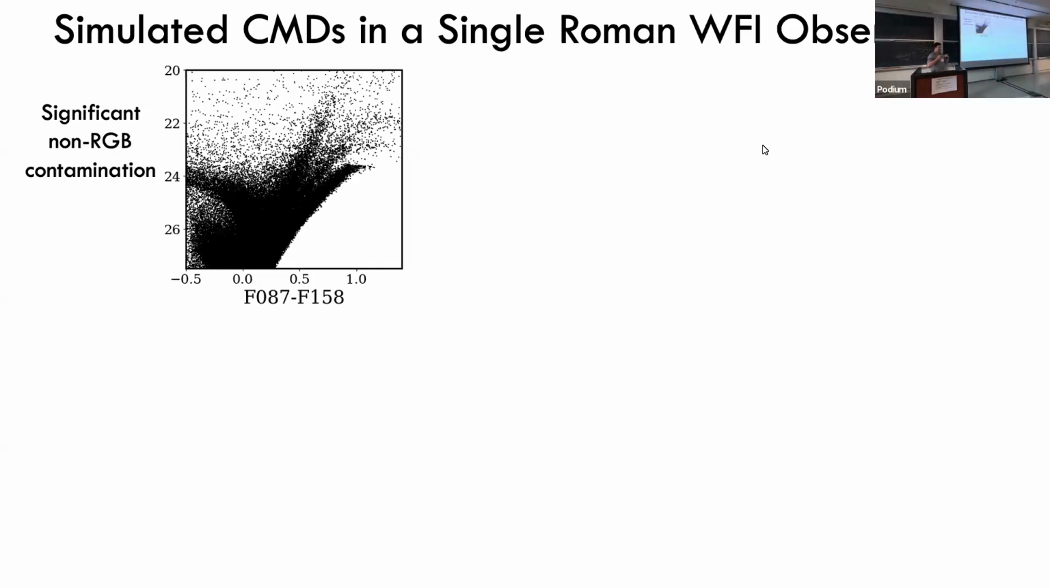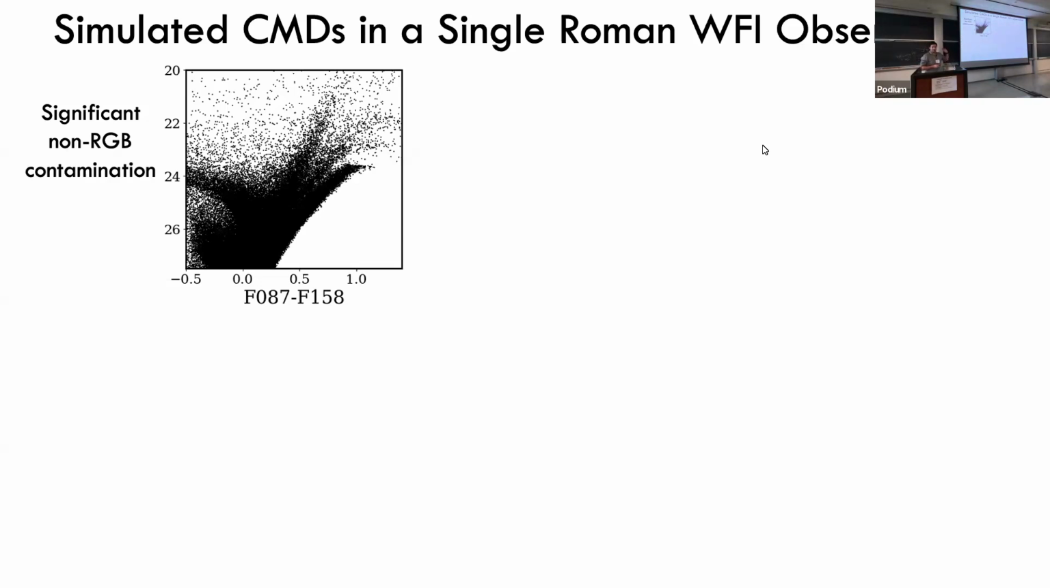I'm going to try to give a representation of how I think the Roman WFI observations of a single galaxy would allow us to work with and examine different fields. It's a very crude approximation, so I've just simulated, I think I have 6 different examples that I'll go through quickly. So on the left-hand side, on the y-axis is always going to be Roman's F087 filter, and then the color axis is F087 minus F158.